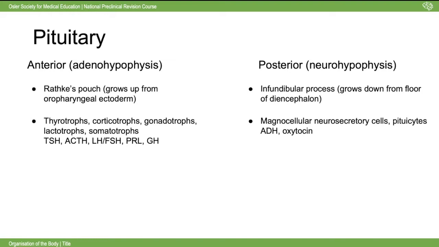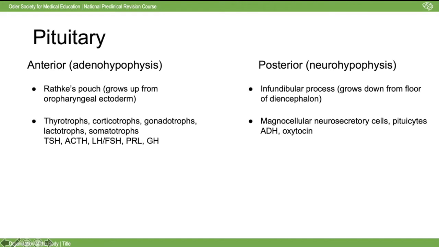In terms of the cell types that you have, the anterior pituitary has thyrotrophs, which secrete TSH, or thyroid stimulating hormone. It's got corticotrophs, which produce ACTH, or adrenocorticotropic hormone. And it's got gonadotrophs, which produce LH, luteinizing hormone, or FSH, follicle stimulating hormone. And it has lactotrophs, which produce prolactin, and somatotrophs, which produce growth hormone.